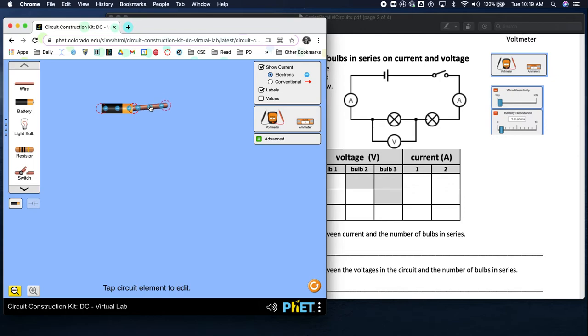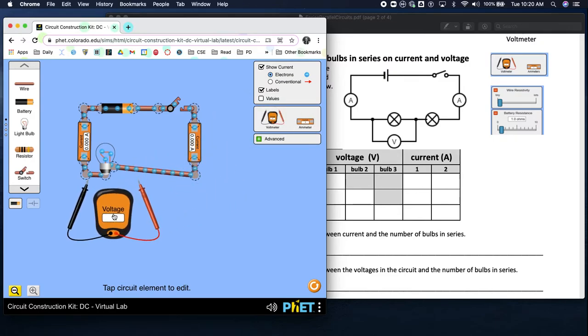Gonna get my battery, wire, switch, wire, I need an ammeter, wire, ammeter. Wire. Wire. Wire. Light bulb. Wire. And I'm gonna start with just one, okay?